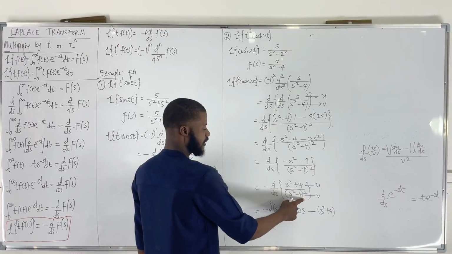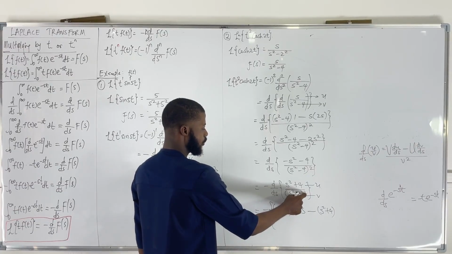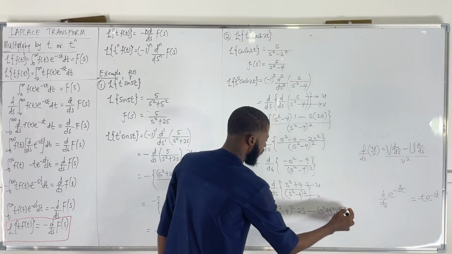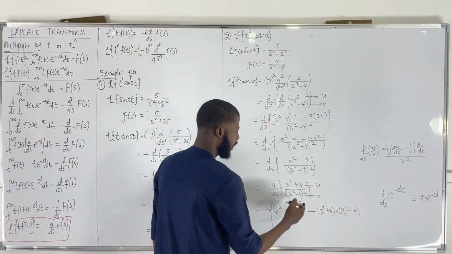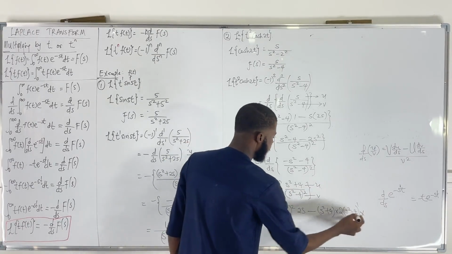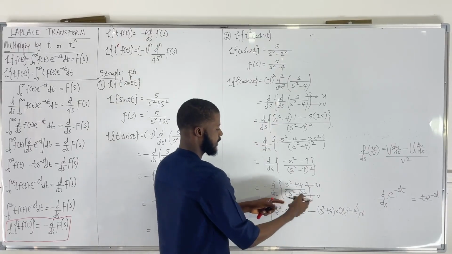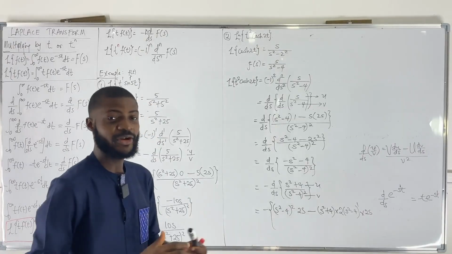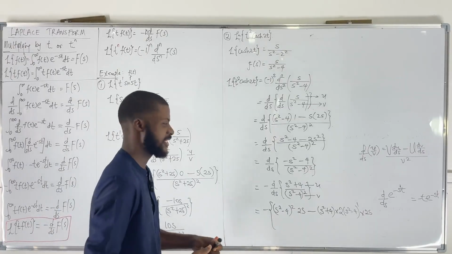But if we're to differentiate this, we're going to be using the chain rule in this case. So I'm going to say this is 2 times this. So this will be 2 into (s squared minus 4), then 2 minus 1 is 1. Then I'll say times again, differentiate the bracket. You're going to have 2s. That's why I said you must be very good with differentiation before doing Laplace transform.